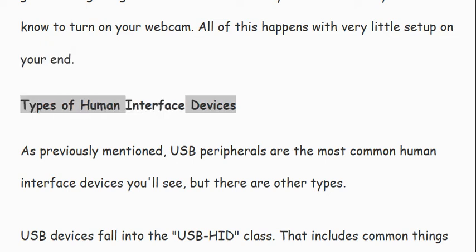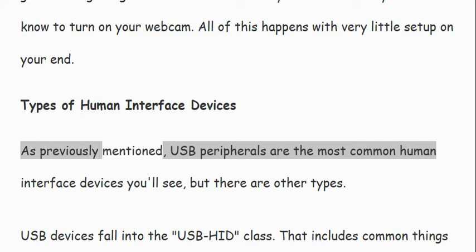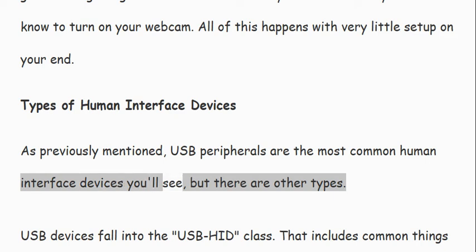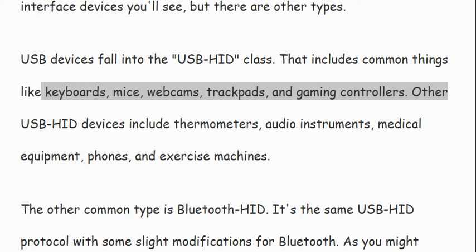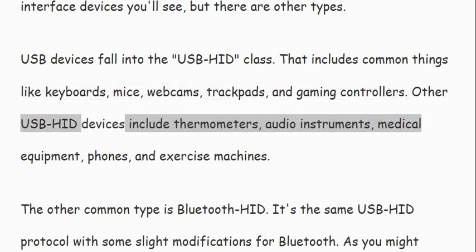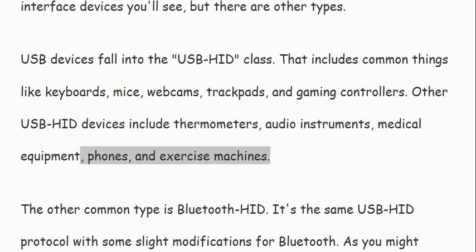Types of human interface devices. As previously mentioned, USB peripherals are the most common human interface devices you'll see, but there are other types. USB devices fall into the USB HID class. That includes common things like keyboards, mice, webcams, trackpads, and gaming controllers. Other USB HID devices include thermometers, audio instruments, medical equipment, phones, and exercise machines.